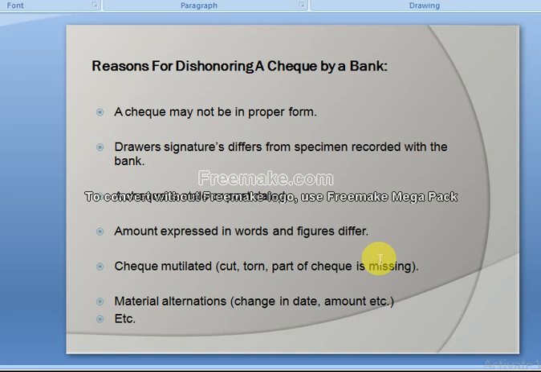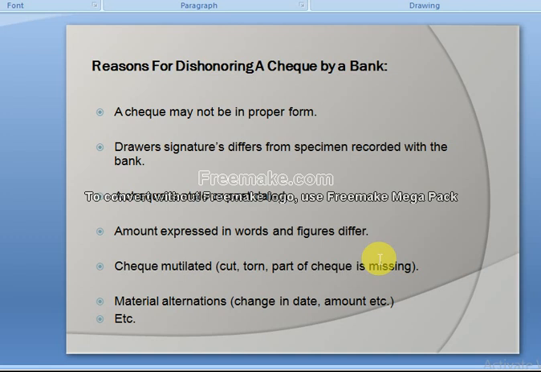Amount expressed in words and figures that are different, as I discussed. Another example is a mutilated check. Mutilated means either the check is cut from one side or from two sides, that is torn up, part of the check is missing. In that situation, a mutilated check will also be returned by the bankers.